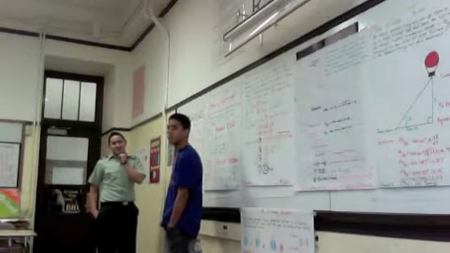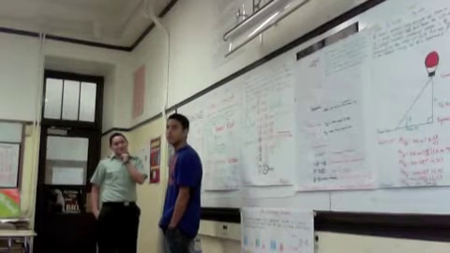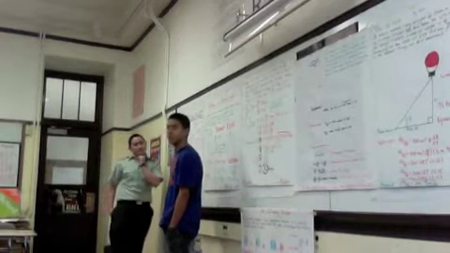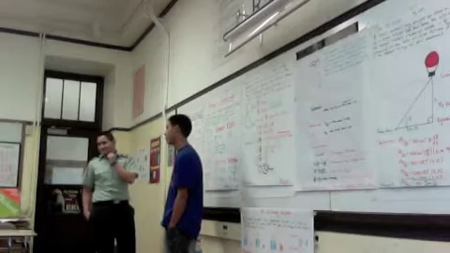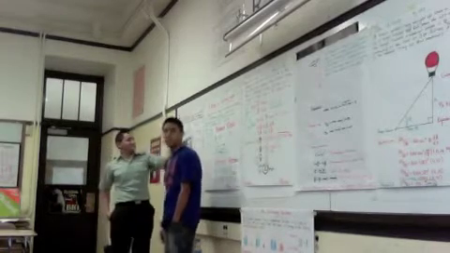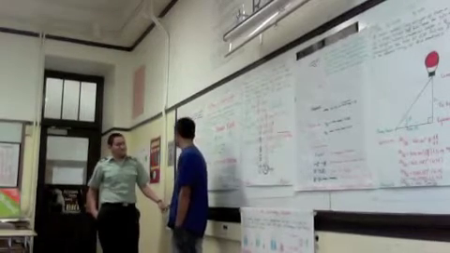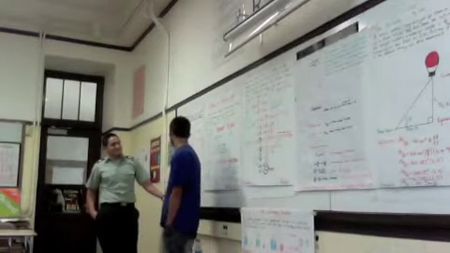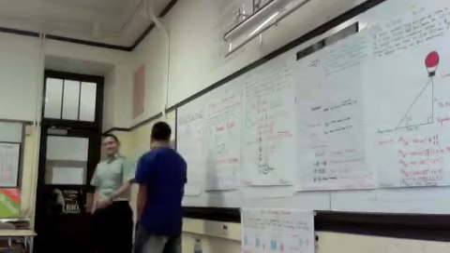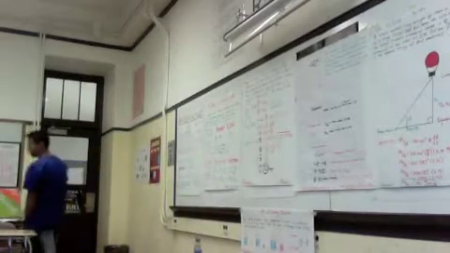Length times width times height. Correct. And since the length is 3 and the width is 2, that's why it's 6H. Okay? If there are no more questions, that's it. Good job.